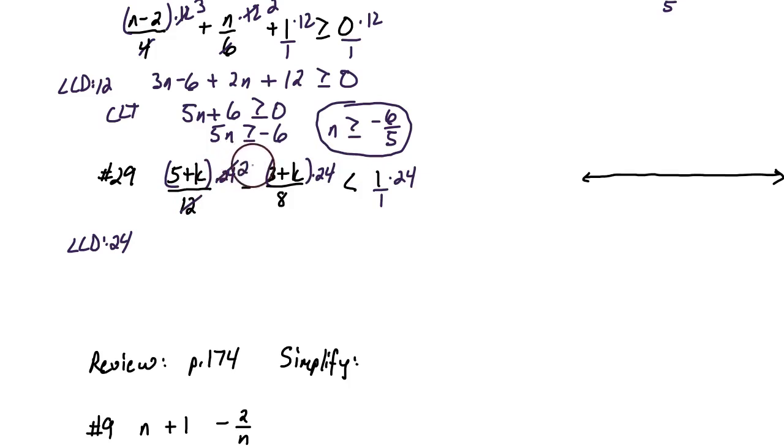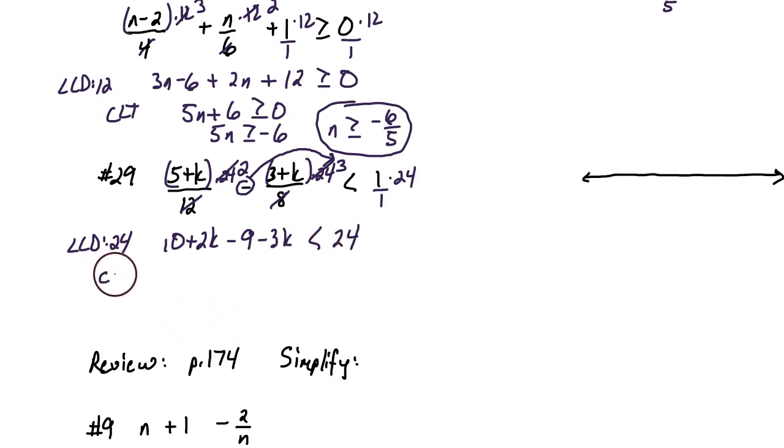12 goes into 24 twice. 8 goes into 24 3 times. And 1 into 24 is still a 24 up here. Okay, let's rewrite this. 5 plus k multiplied by 2 with the distributive property is 10 plus 2k. Now we have a minus. We got to make sure that we distribute that minus with our 3. Think of that 3 as being a negative 3. So negative 3 times 3 is negative 9. And negative 3 times k is negative 3k. Then a less than, and then 24.